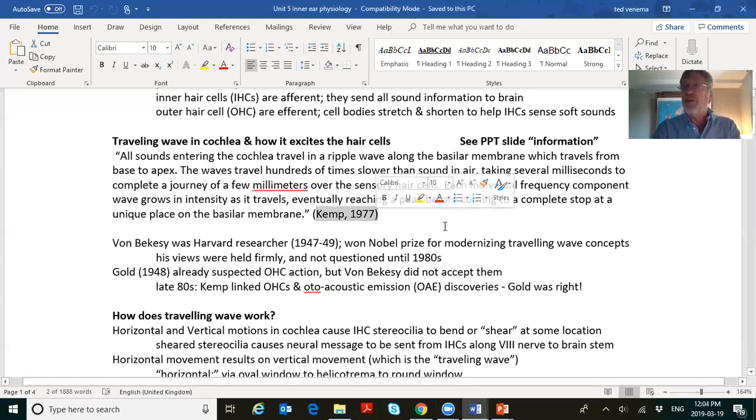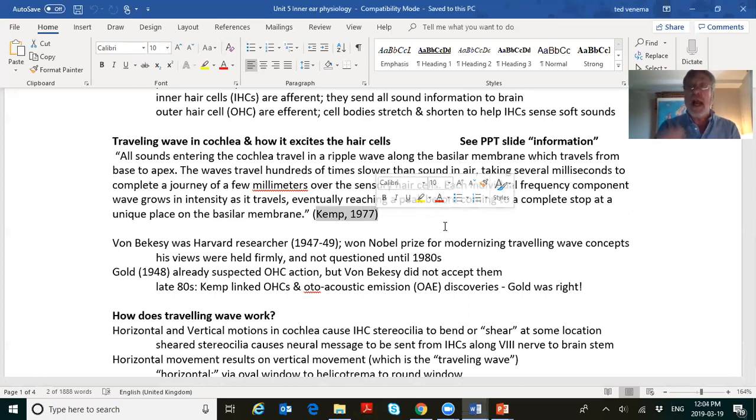And Kemp is still living, and Kemp discovered what is called OTO, ear, acoustic, sound, emissions, sounds coming out of the ear. Don't confuse this with ringing in the ear. That's tinnitus. Tinnitus is subjective. Only the person who has it hears it.